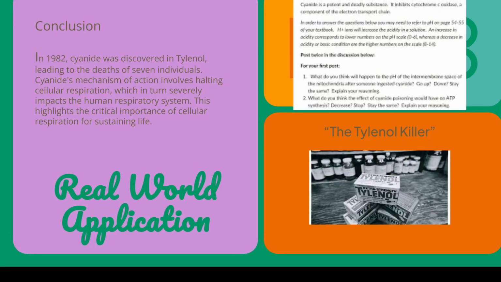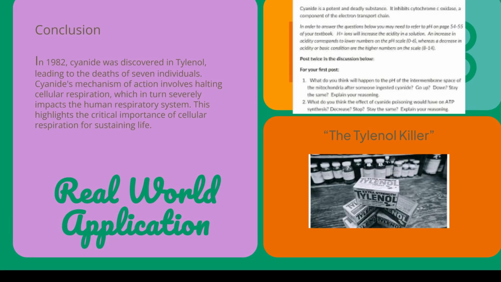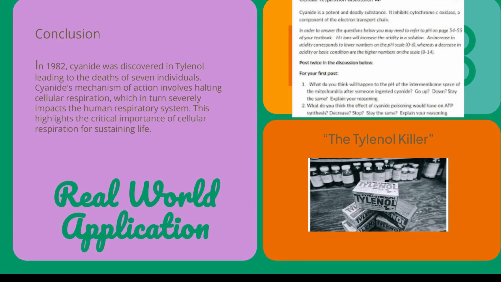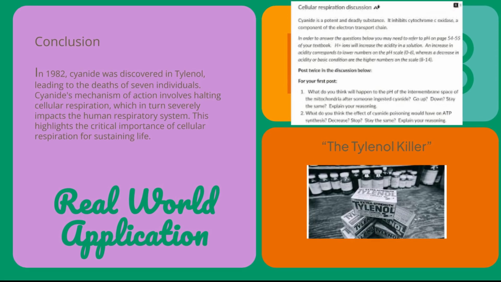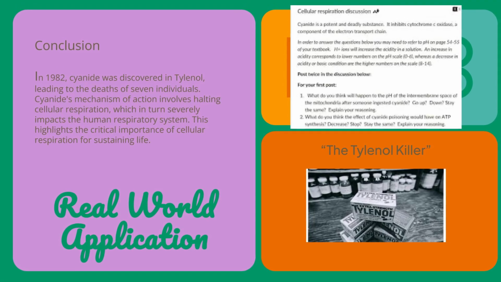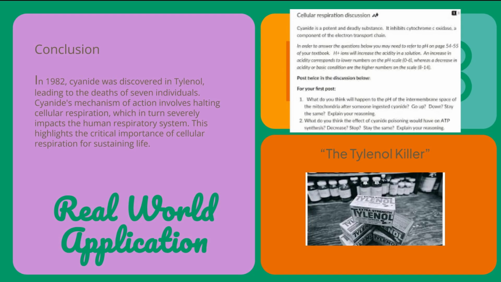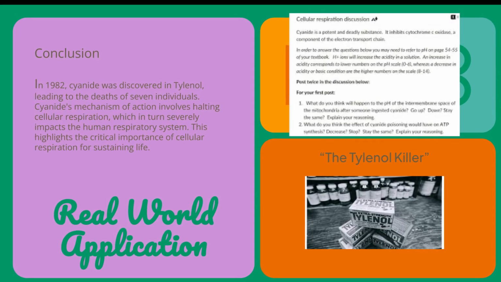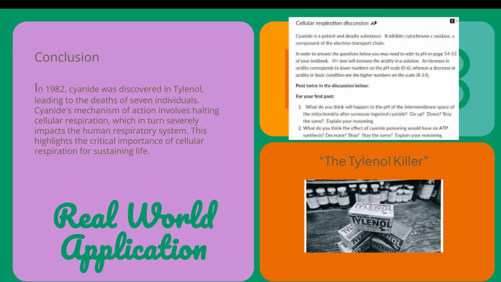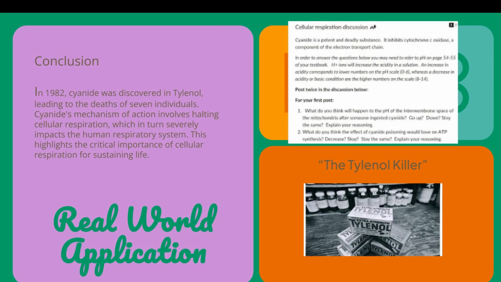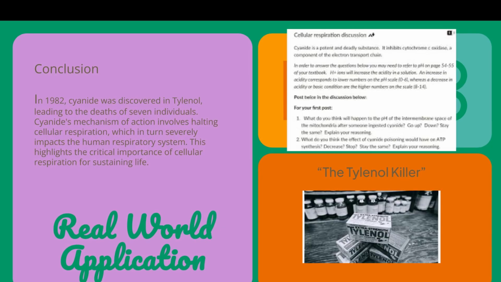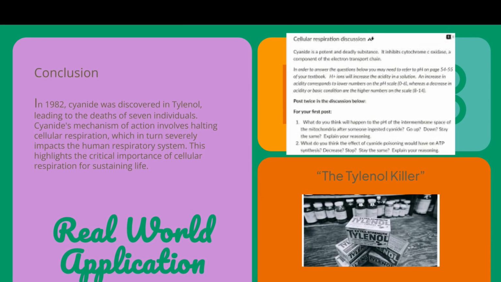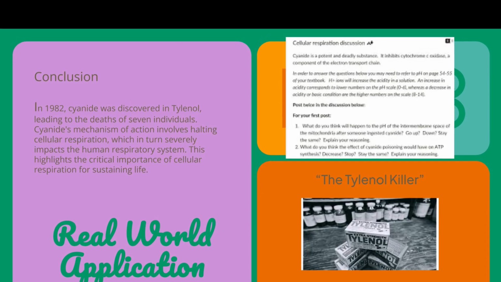So to start my conclusion, I'd like to talk about the Tylenol killers. Back in 1982, there were 7 deaths due to Tylenol because they had cyanide in them. And cyanide's mechanism of action involves halting cellular respiration, which in turn severely impacts the human respiratory system. This highlights the critical importance of cellular respiration for sustaining life, and it was a really good documentary on Netflix.